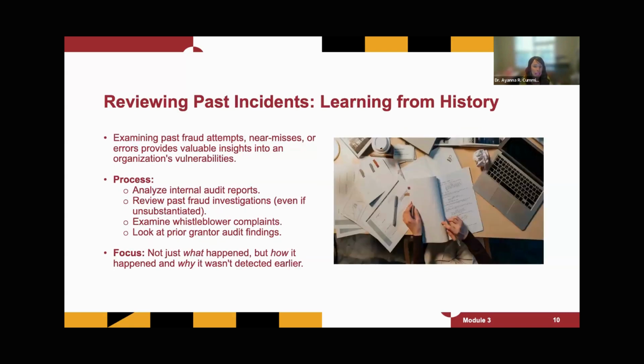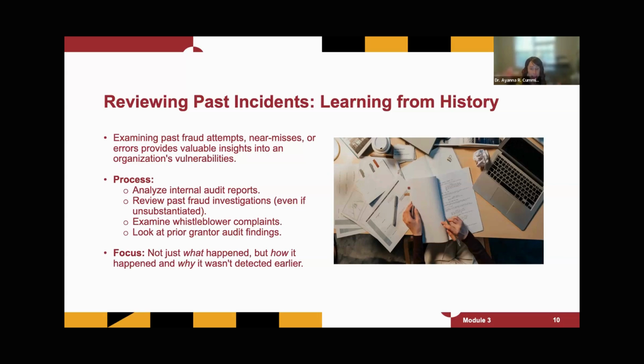Next slide. As we review the incidents that have previously occurred, we're not just looking at them and saying, well, I know what happened. We're also learning why it happened, where it happened, when it happened, what exactly happened, and what we can do in the future to prevent it from happening again. And so as we examine those fraud attempts, there are various ways we can do it. Near misses, hits, and so forth, even human errors that are just mistakes, will provide us some insight into the organization's vulnerabilities. And so that process of looking back historically at what has occurred is very important.